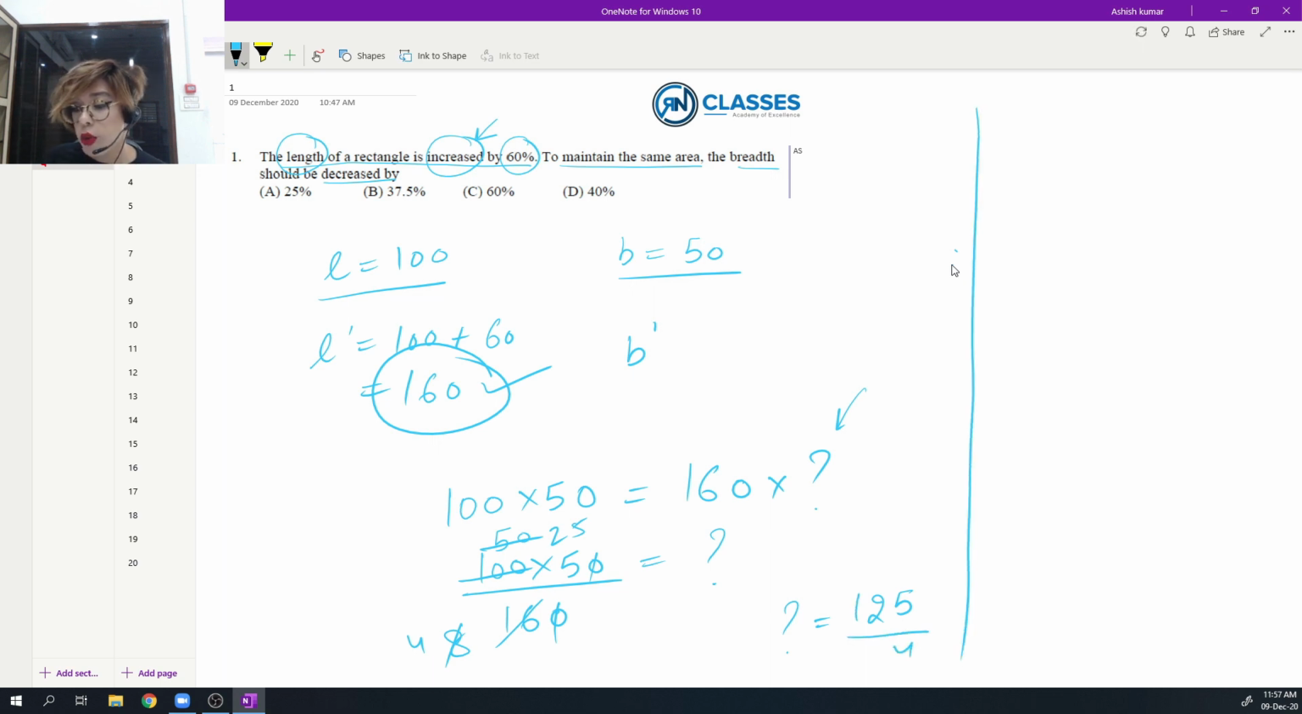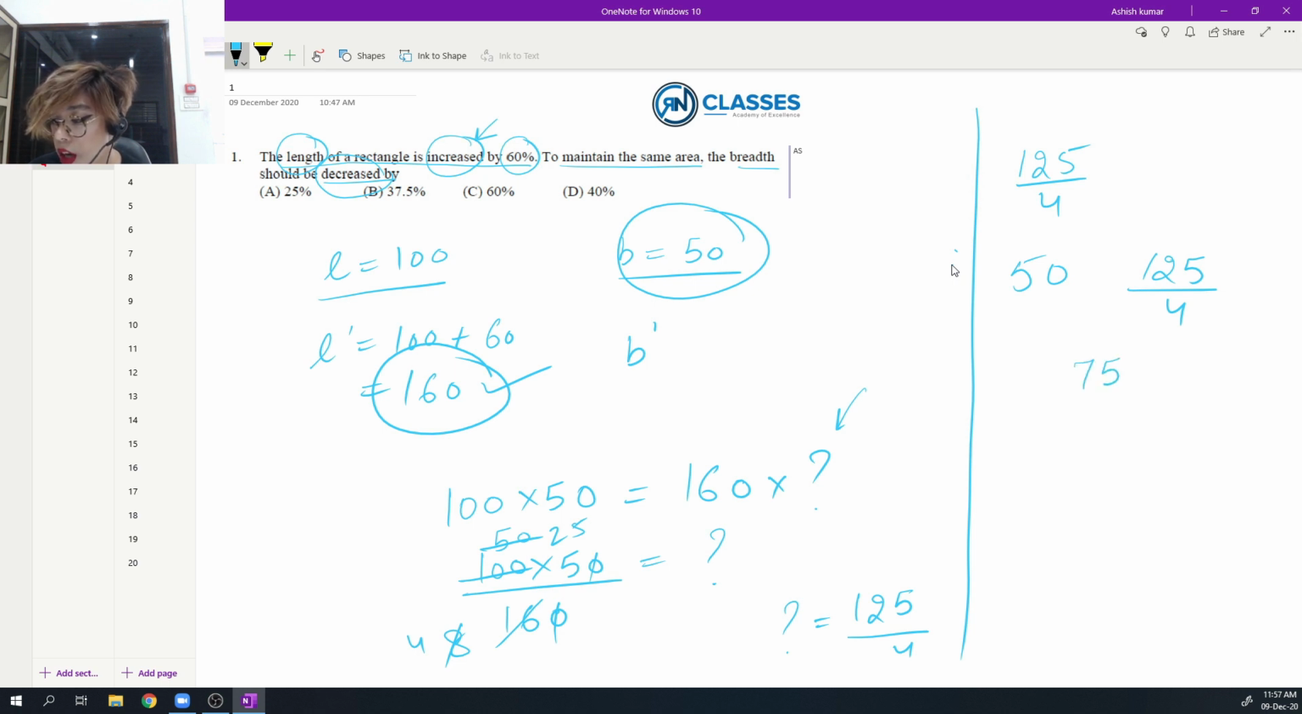Right? Okay. So initially my breadth was 50. Now it is 125 by 4. I need to talk about the decrease. Obviously breadth decrease हुई है. अब कितनी decrease हुई है? So decrease देखें, 50 से चला गया 125 by 4. इतना decrease हुआ. So this is what? 200 minus 125, 75 by 4. अब decrease किस पे हुआ? The original, the initial breadth, that is 50. Whole divided by 50 into 100. This you can easily calculate, and this turns out to be option B. Okay. So let's move on to the second one now.